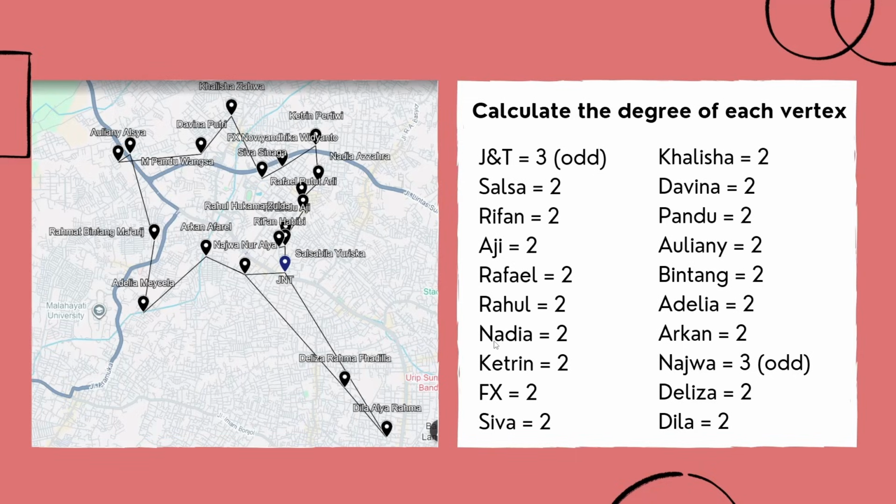This step is important because in the Chinese Postman Problem, an optimal route can only be found if all vertices have even degrees. From the calculation, there are only 2 vertices with odd degrees, which are Janti and Najwa, and all other vertices have even degrees, which means most of the graph already meets the requirement for an optimal route. These steps help us know which vertex needs to be fixed before finding the best delivery route.